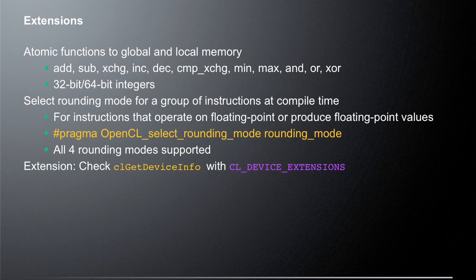And how you actually check these extensions is you use clGetDeviceInfo with CL_DEVICE_EXTENSIONS. This will tell you about the extensions that are supported by your runtime. And that'll depend, one CPU versus one GPU versus another GPU might have different support for different extensions. So this is something you want to do at runtime if it's something you absolutely need to use.